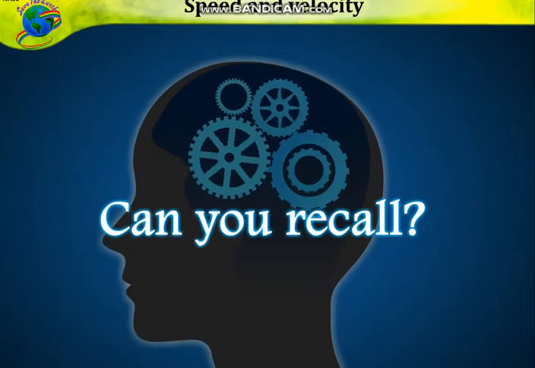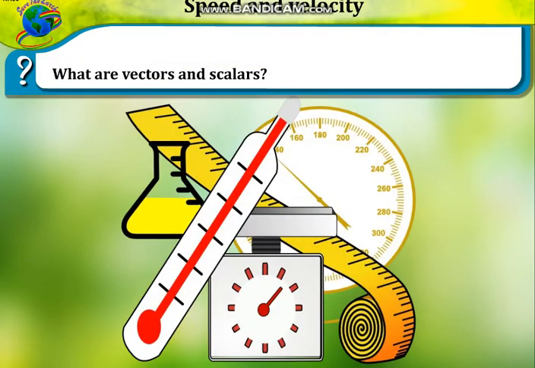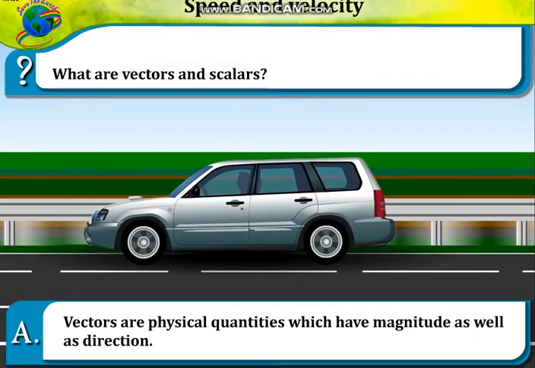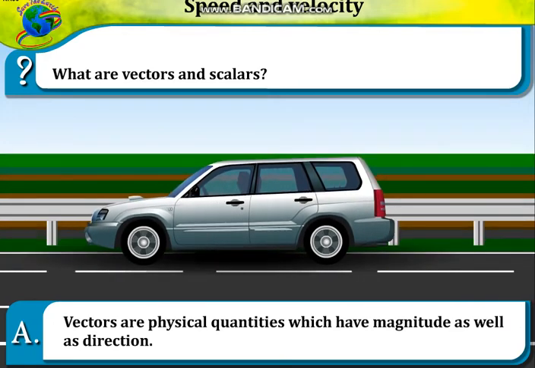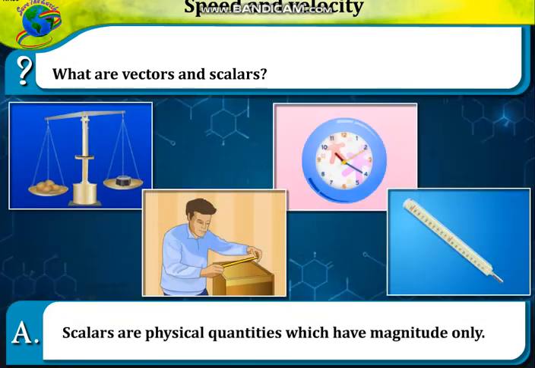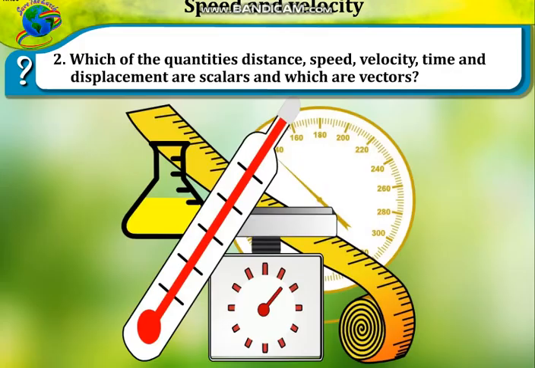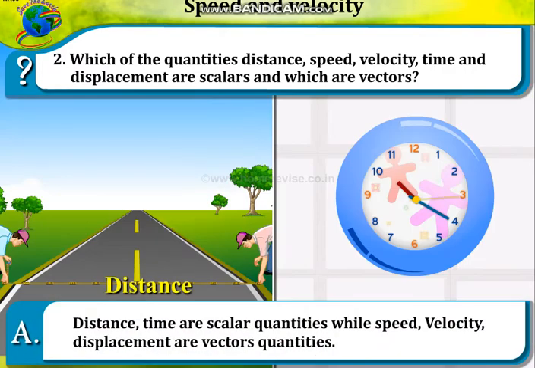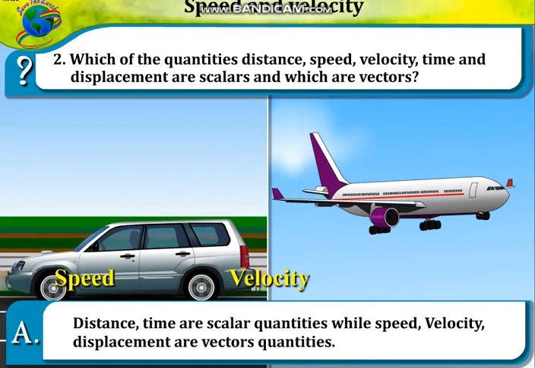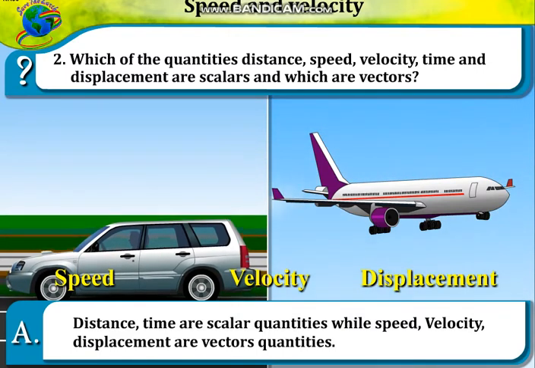Speed and velocity. Can you recall? What are vectors and scalars? Vectors are physical quantities which have magnitude as well as direction. Scalars are physical quantities which have magnitude only. Which of the quantities distance, speed, velocity, time and displacement are scalars and which are vectors? Distance and time are scalar quantities while velocity and displacement are vector quantities.